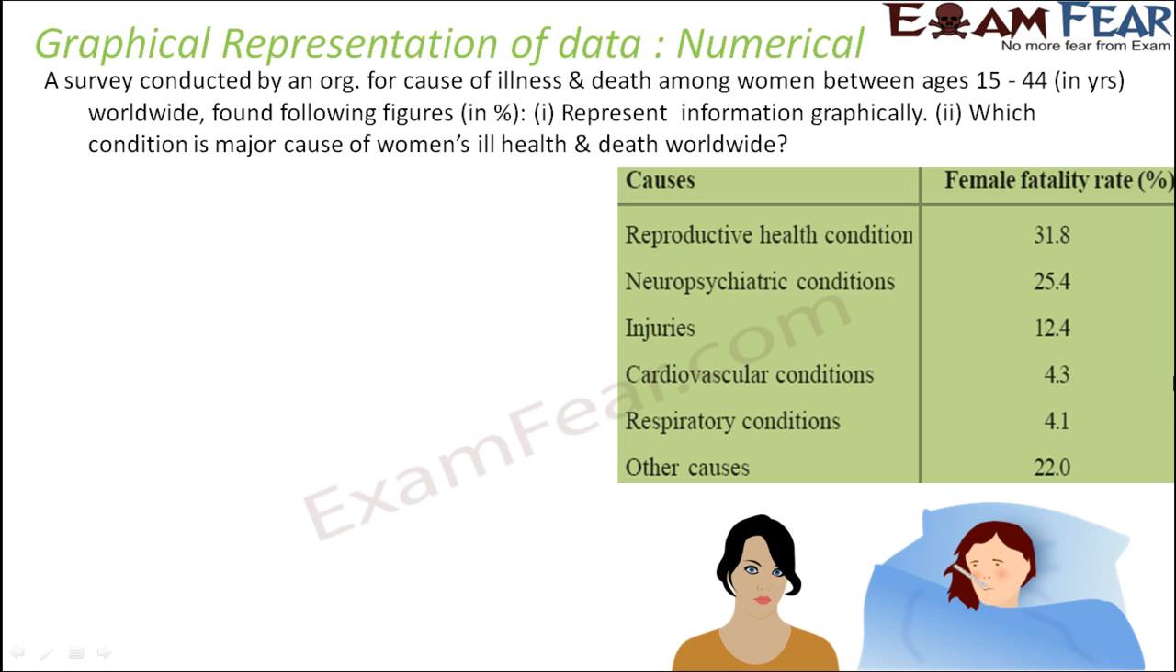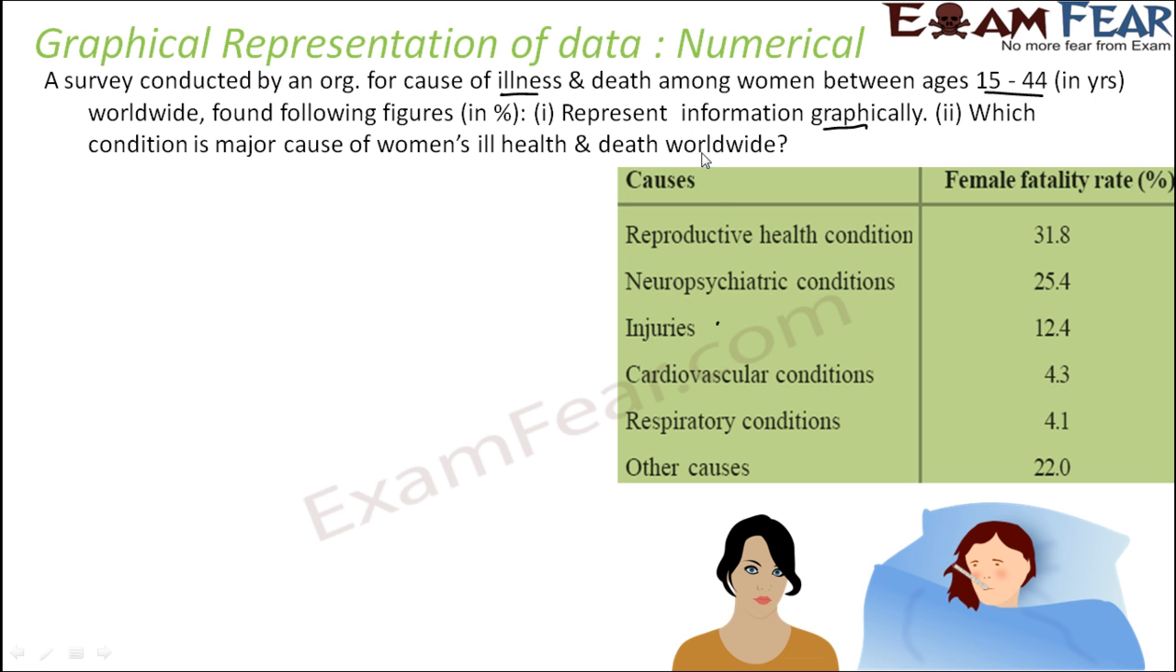Example: a graphical study by an organization on the causes of illness and death among women between 15 and 45 years worldwide found the following figures. The causes were: reproductive health system almost 31.8%, neuropsychiatric condition 25.4%, injuries 12.4%, cardiovascular condition 4.3%, respiratory condition 4.1%, and other causes 22%. We have to represent this information graphically.